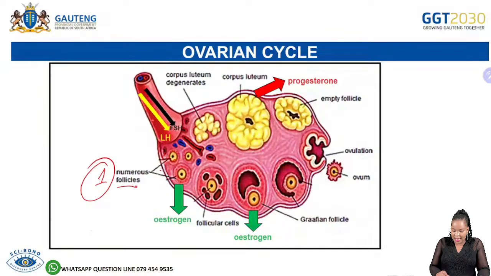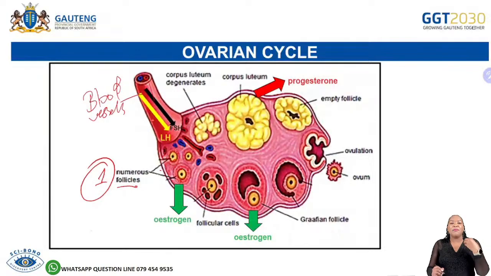Remember, these follicles are there because of FSH. You see the blood vessels. Remember, the blood is a transport system. It transports all the hormones, all the nutrients. But in this case, we want it to transport hormones. So the blood vessels will be bringing blood that has a high concentration of follicle stimulating hormone. Then the follicles are therefore going to be stimulated to do what?